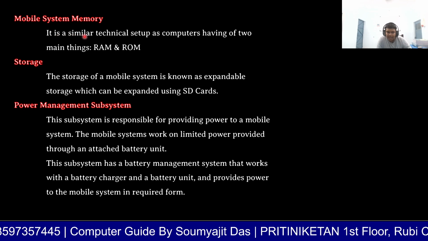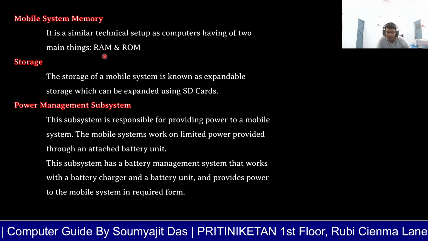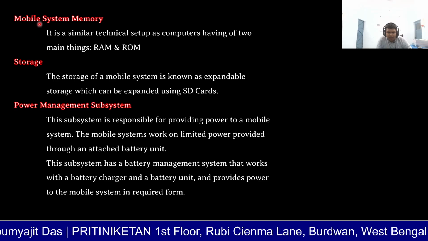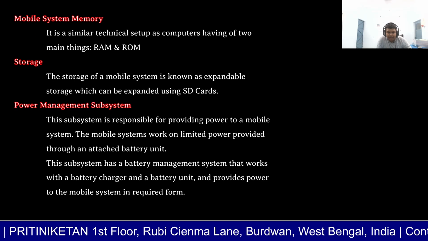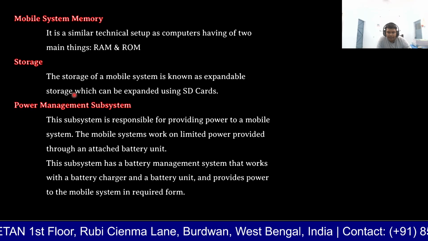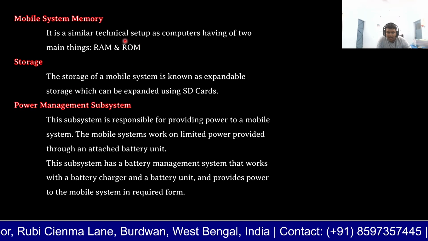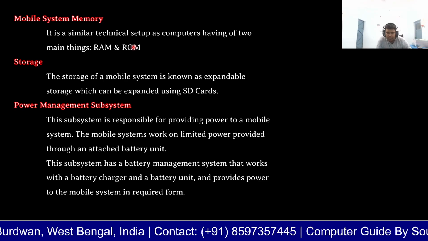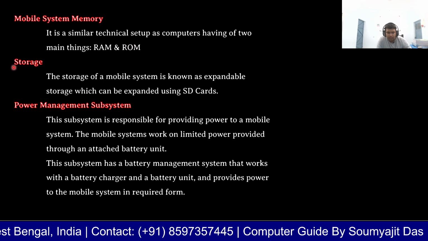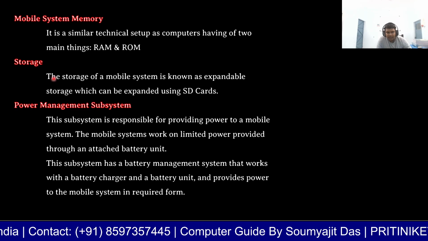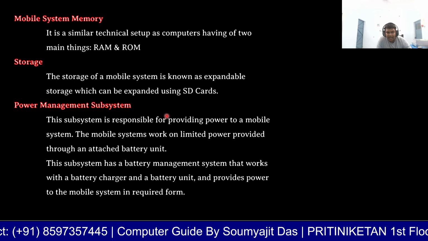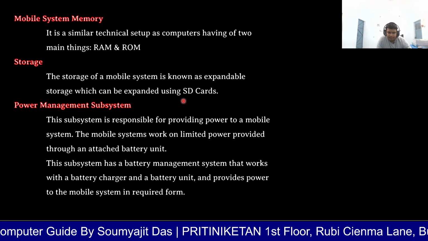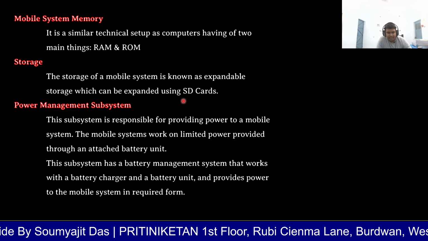Next we have mobile system memory. It is a familiar technical setup as in computers, with two main things: RAM and ROM. Storage. Mobile system memory is very similar to the computer system memory. Only one thing is that the ROM is the main storage you may use. The storage of a mobile system is known as expandable storage, which can be expanded using SD cards. You may also use an external hard drive.